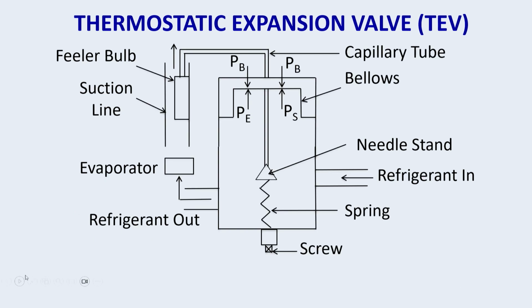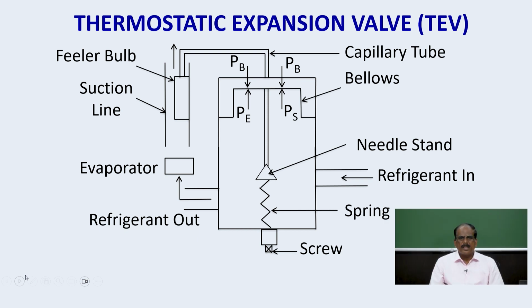Let us move to the third type of expansion device, the thermostatic expansion valve. If you see the construction, it is more or less similar to the automatic expansion valve. However, here also there is a needle, a seat, an orifice, and a capillary tube. There is a feeler bulb, which is used to sense the temperature, that is, the degree of superheat.